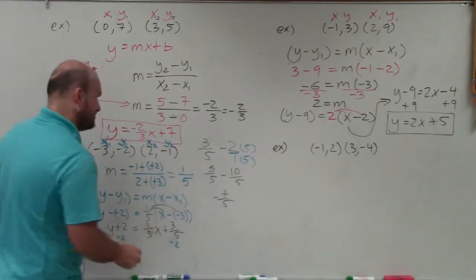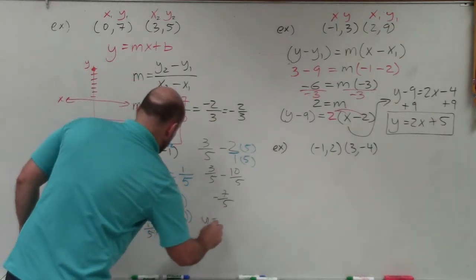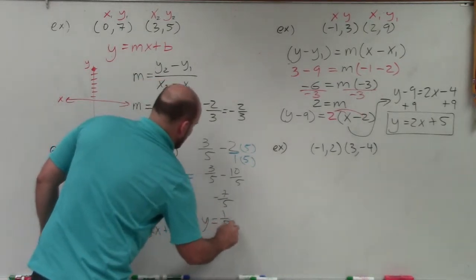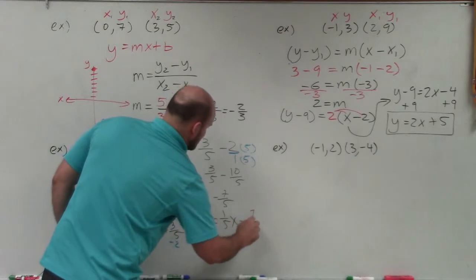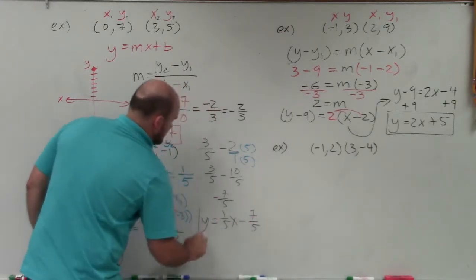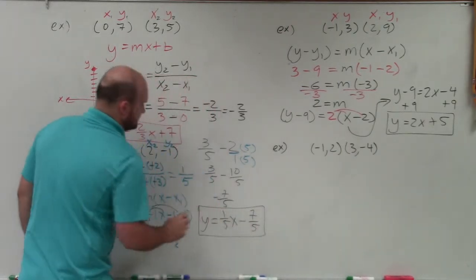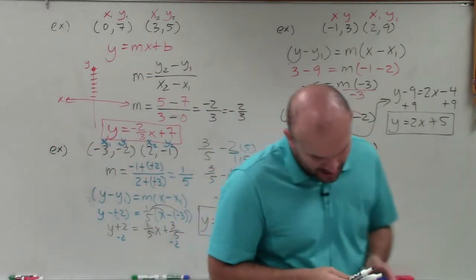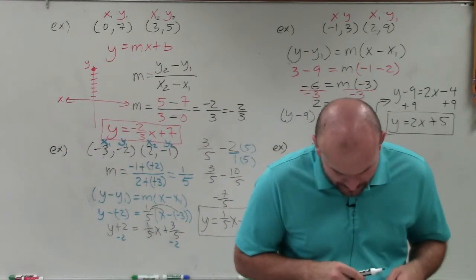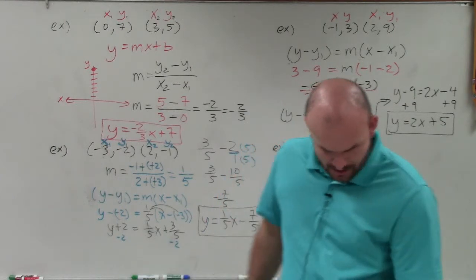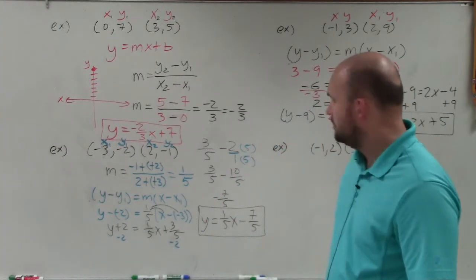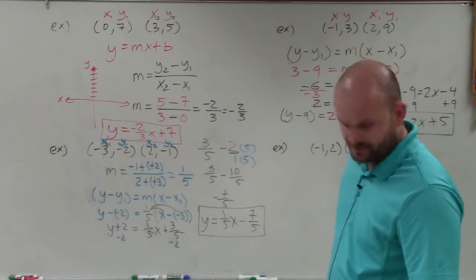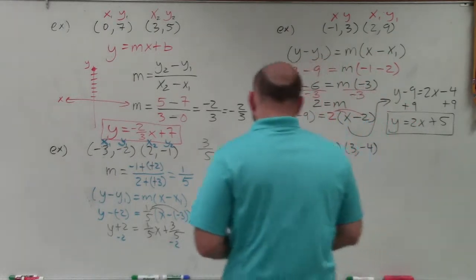So now when I go ahead and combine, I get a final answer of y equals 1/5 x minus 7/5. And that's going to be my final answer. On the next example, negative 3, negative 2. Oh, OK, I switched that around. Cool.